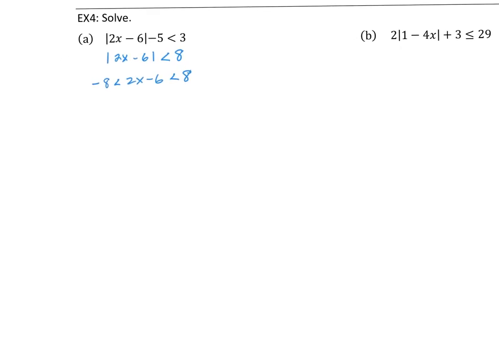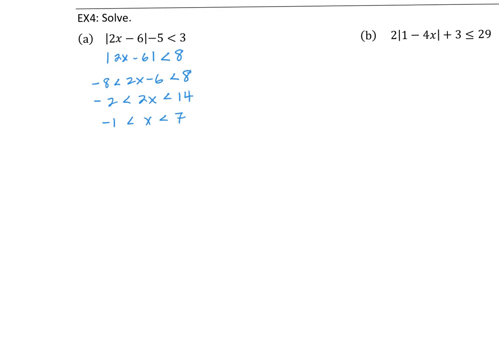At this point, I just need to isolate the x in between those two inequalities. So the first thing I'm going to do is add 6 to all pieces. If I add 6, this becomes -2 is less than 2x, which is less than 14. And the last thing I want to do is divide everything by 2. So if we divide by 2, I get -1 is less than x, which is less than 7.